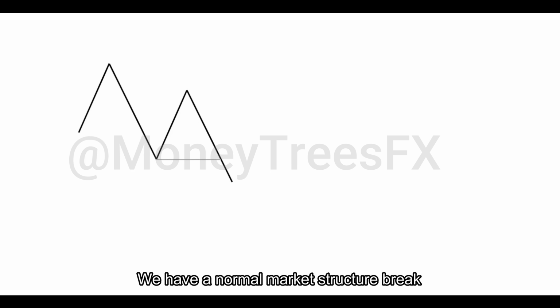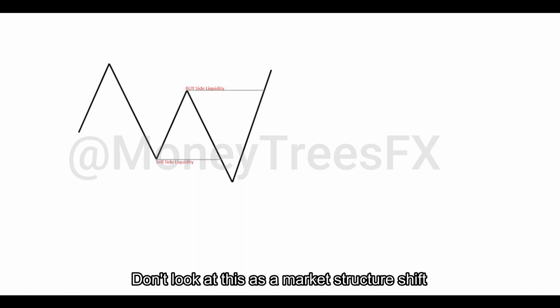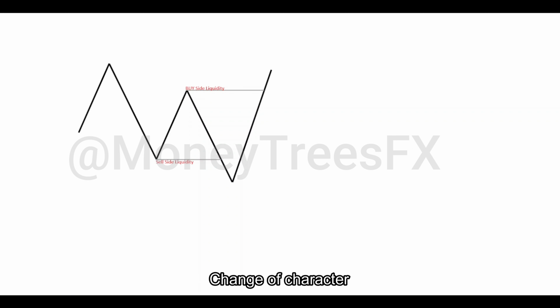We have a normal market structure break to the downside. What I want you to do is look at this as sell side liquidity instead of a break of structure, especially every time you don't have a dealing range yet. So we're going to wait for buy side liquidity to be taken out too. Once we have both sides taken out, don't look at this as a market structure shift, or what supply and demand traders call change of character, because the moment you do this, it's going to force you to see a bullish market instead of a stop hunt.